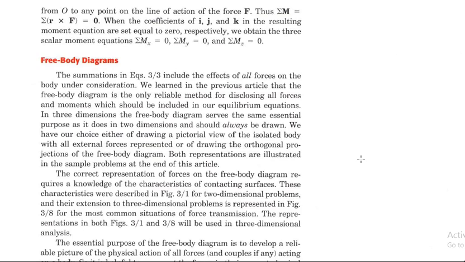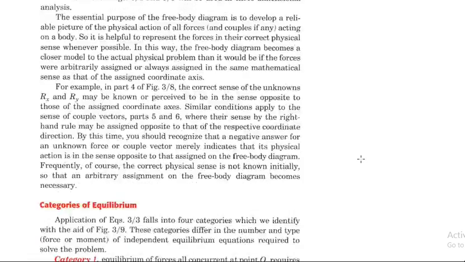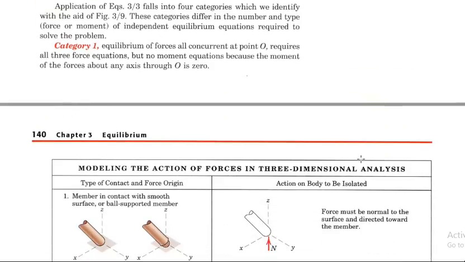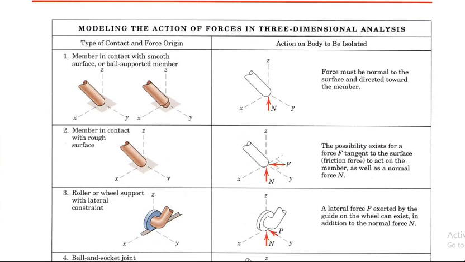Then the free body diagram, as we discussed in chapter number 2, is the schematic diagram that represents the isolated system and all the forces acting on this isolated system. Then categories of equilibrium: category 1, all the forces must be equal to 0. Category 2, for equilibrium all the moments must also be equal to 0. And the important aspect is modeling the action of forces in 3-dimensional analysis.